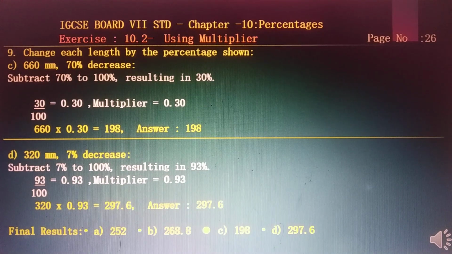Question number 9. Change each length by the percentage shown. 660 mm, 70 percent decrease. So decrease means we are subtracting the 70 percent from 100, resulting in 30%. That is 30 divided by 100, we are getting multiplier 0.30. The 660 into the multiplier, we are getting 198. Final answer is 198. The same way for D also.